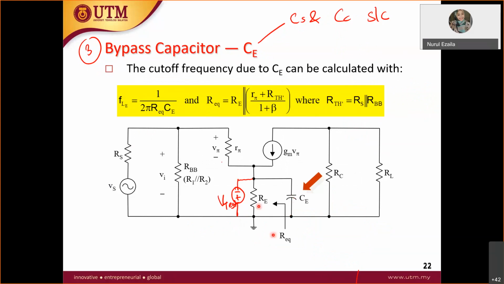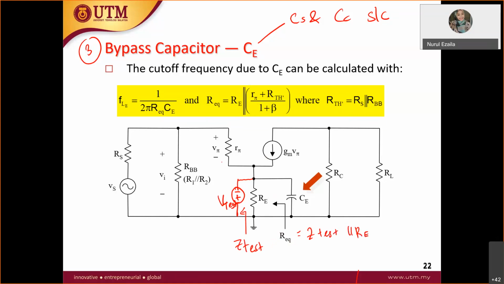So we need to find the R equivalent over here. When we have this kind of R equivalent, when there is a current source as well as the voltage source, we need to do the inject voltage. So inject voltage means that we find the Z test over here. And then R equivalent will be equal to the Z test parallel with RE.